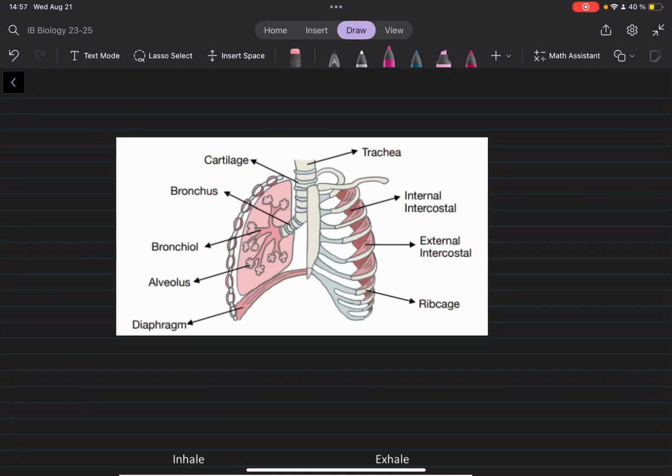Hey guys, so today I will be going through the standard level content of the topic of gas exchange as part of the IB biology curriculum.